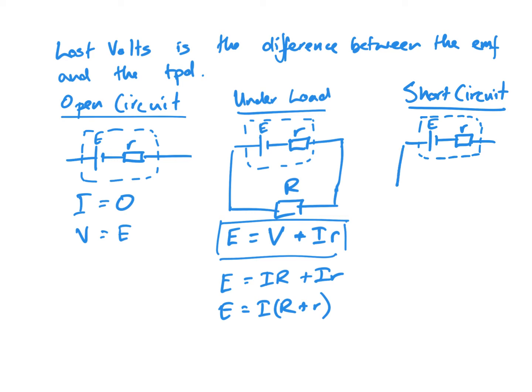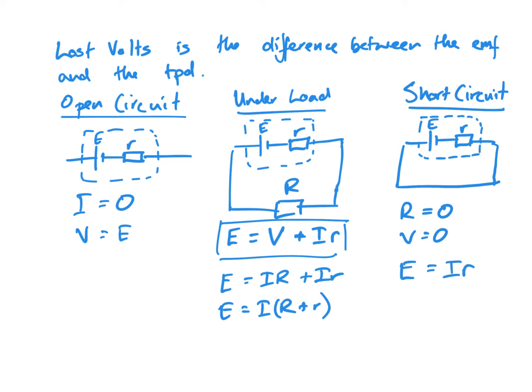And if they were to touch each other, then what your circuit looks like is that. Okay, and they're completing the circuit without having to go through any external resistance. So the definition of short circuit is that the load resistance is 0, which means that V is 0 because V equals IR, and therefore at that point capital E is equal to I small r.